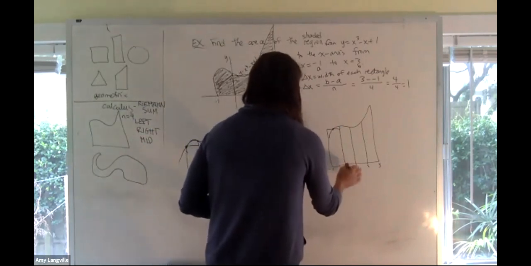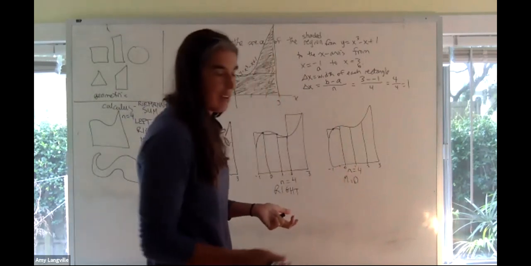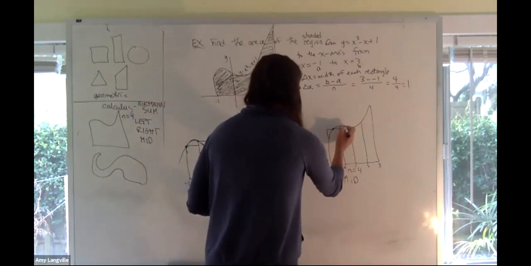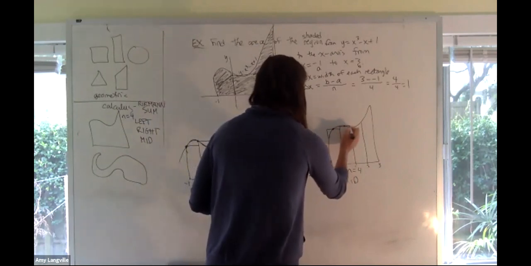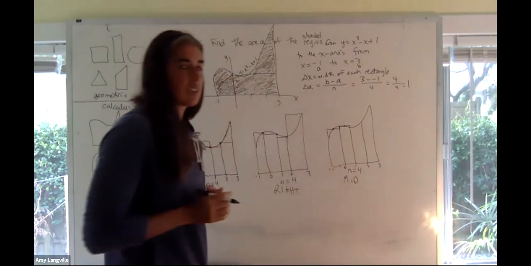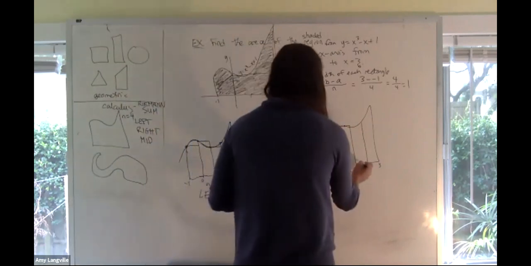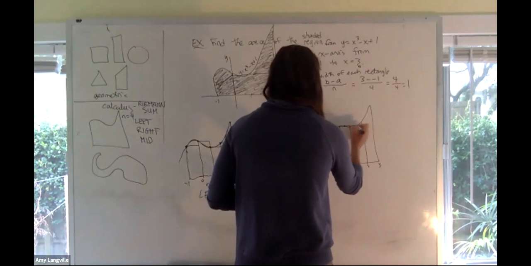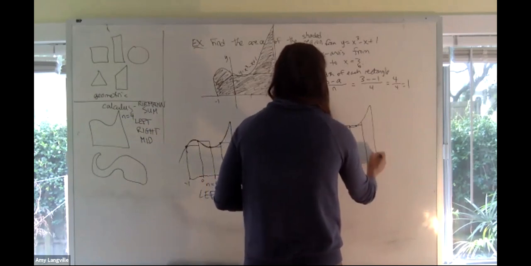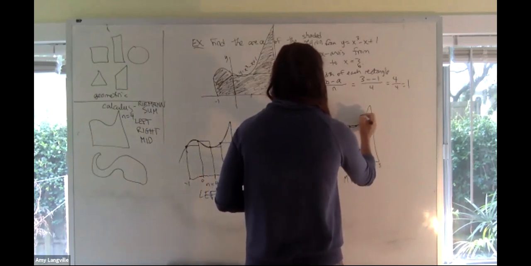The next one, between 0 and 1, the midpoint is at 1/2. I go up to the function there, draw a horizontal line. That becomes the height of the second rectangle. Third one, midpoint. That becomes the height. Fourth one, midpoint. That becomes the height.